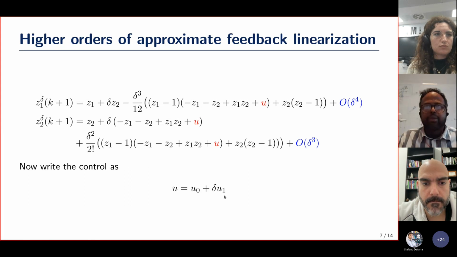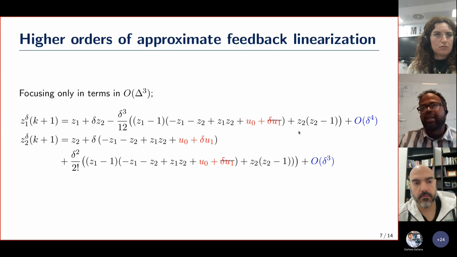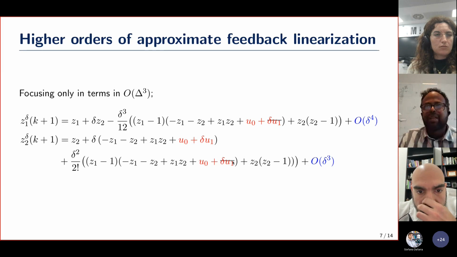Okay, so looking at our system up to the second order, we write our control u as two terms, u0 plus delta u1. This is just a trick. Okay, if we substitute this everywhere here, what we get is u0 plus delta u1, but we are focusing on terms that have delta to the power 3 maximum, and to the power 4 we neglect. So that means that this term here will disappear, because delta cube multiplying delta will be delta to the power 4, so it goes with the remainder term here. So we cancel this term. Similarly, we cancel this part here, and we are left with delta u1 in this part.